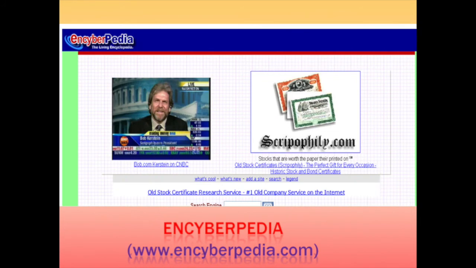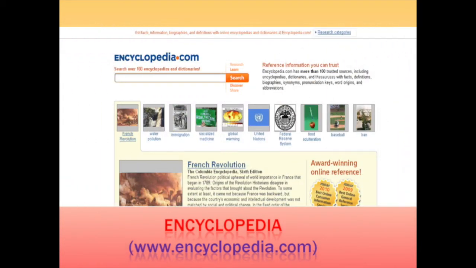Encyclopedia, an enormous collection of information from all areas of research, extremely easy to use. Encyclopedia.com features more than 200 trusted sources, pronunciation keys, word origins, abbreviations, including encyclopedias, dictionaries, and thesauruses, with facts, definitions, biographies, synonyms, and more.